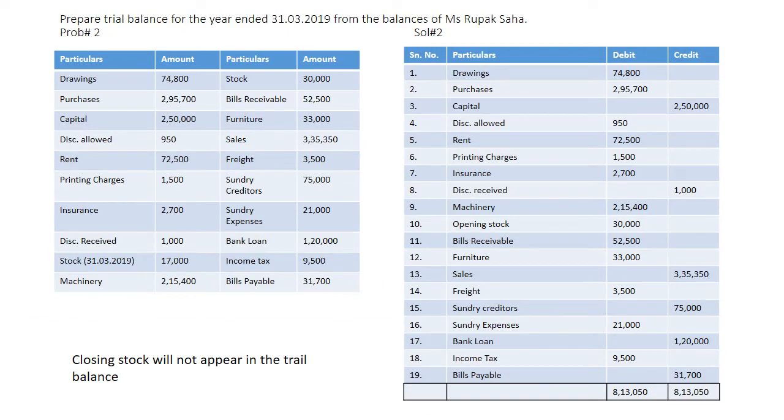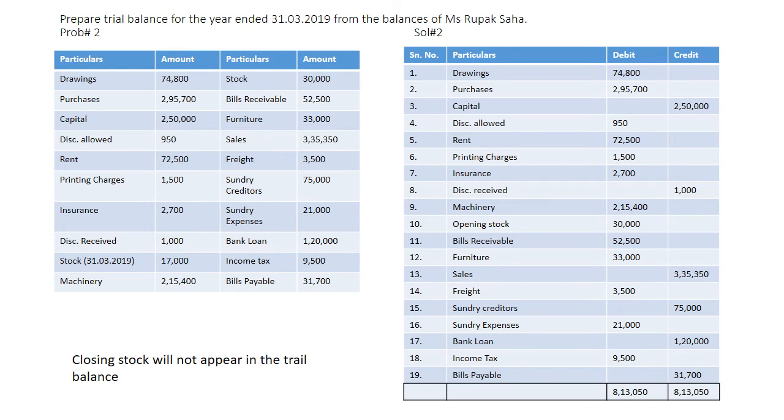Okay, another one: prepare a trial balance for the year ended 31st March 2019 for the balances of Mrs. Rupak Shah. The problem is given, again the solution. Now we have to draw 4 columns: serial number, particulars, debit and credit. First is drawing. Drawing is debited 74,800. Again purchase is debited. Capital is credited. Discount allowed is debited. Rent is debited. Printing charges is debited. Insurance is debited. Discount received is credited. Machinery is debited.